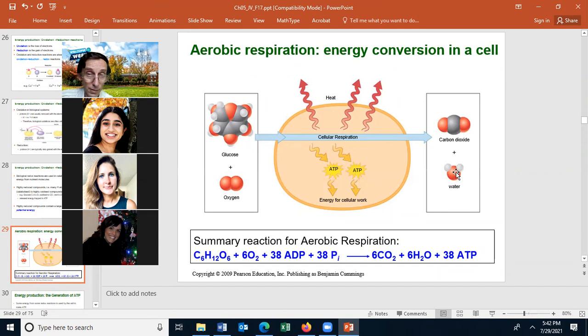So the summary reaction for aerobic respiration is glucose, C6H12O6, plus 6 oxygen molecules, 38 ADP molecules, adenosine diphosphate, plus 38 inorganic phosphates, will be converted into 6 CO2 molecules, 6 water molecules, and 38 ATP molecules. That's the summary reaction for aerobic respiration. You start with glucose and oxygen, and you end with carbon dioxide and water. However, there's a number of steps in aerobic respiration, so this is just the summary. Any question about any of that?